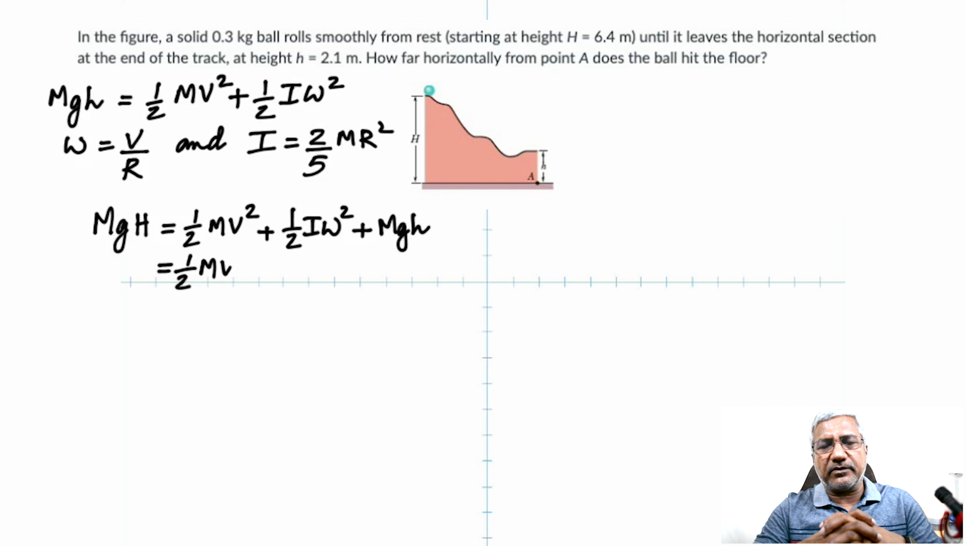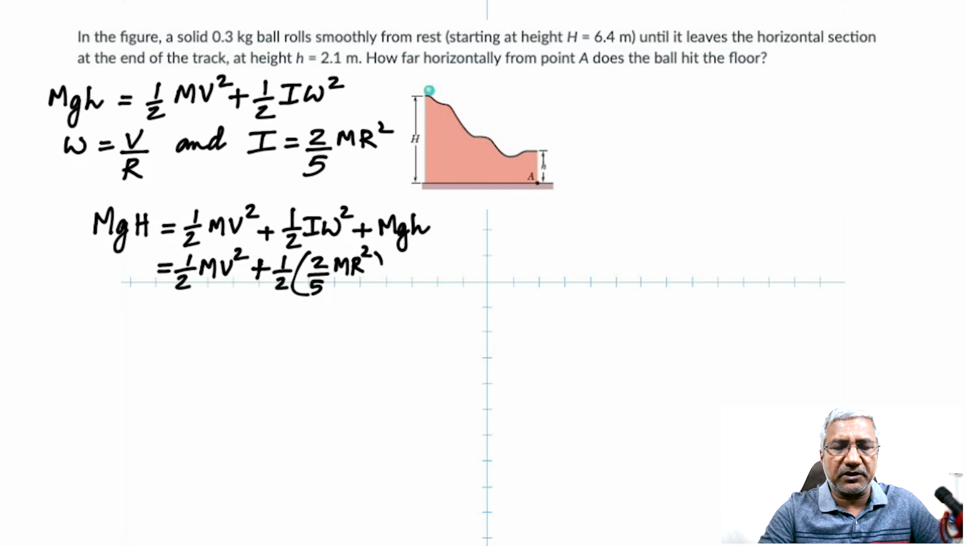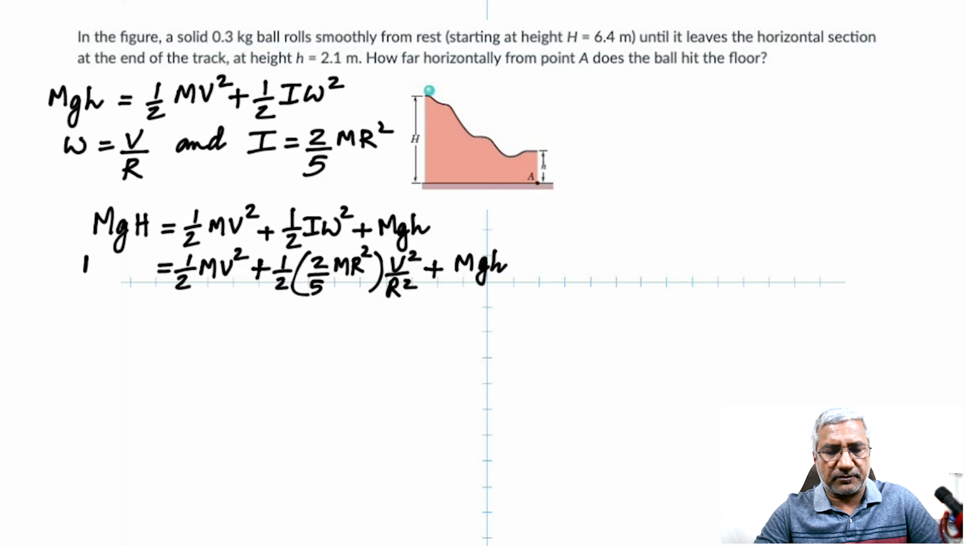So that's 1/2 times mass times velocity squared, and because it's a solid sphere, I is 2 by 5 mr squared, which we're going to use there. So 2 by 5 mr squared. And we're also going to use omega is V by R. Both of those, and so let me just move this a little faster, okay? V squared by R squared plus mg times small h. So we get all those.